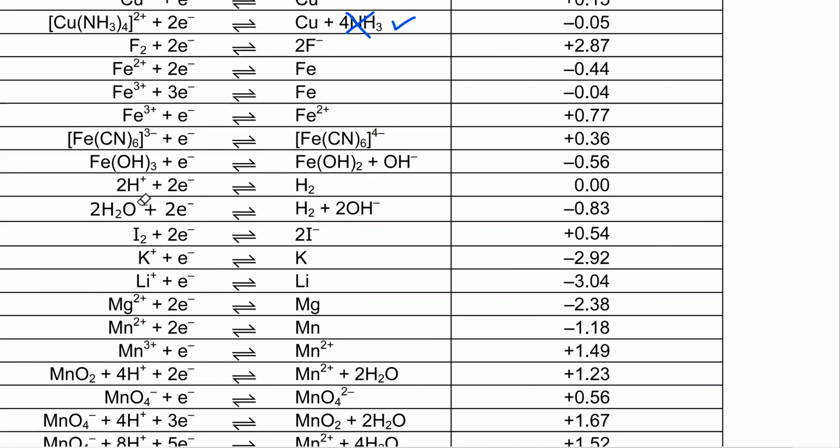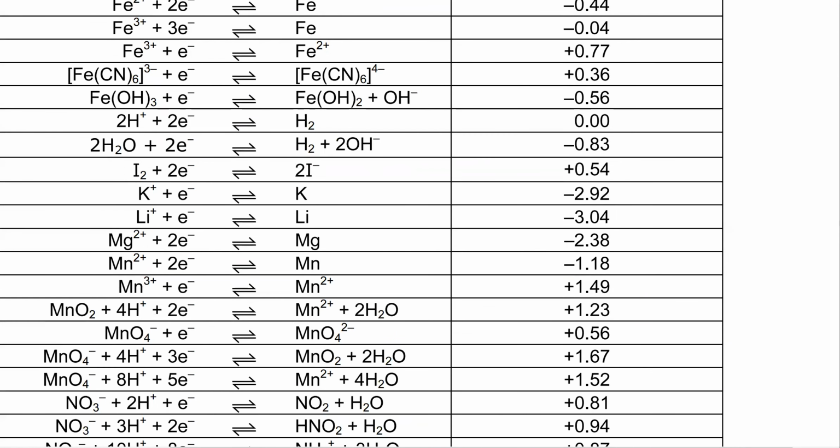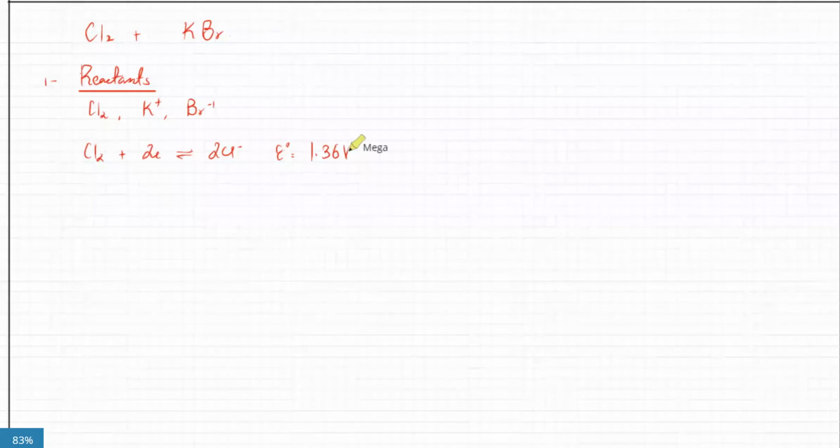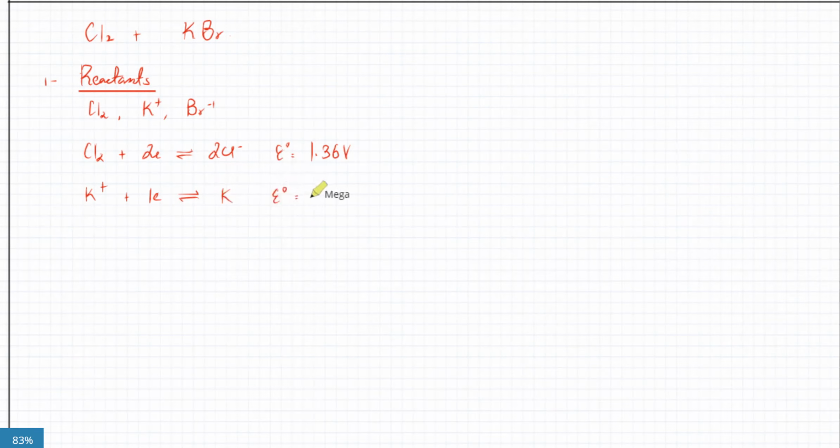So K+1, K is over here. We've got K over here. That's minus 2.92. So we're going to add that. So it's K+1 plus 1 electron, in equilibrium with K. And this one, the E naught is minus 2.71 volts.